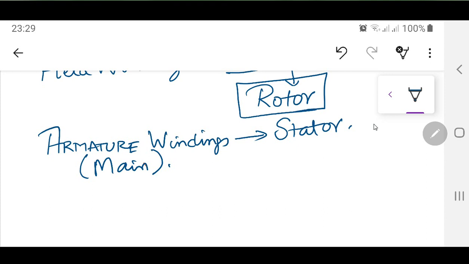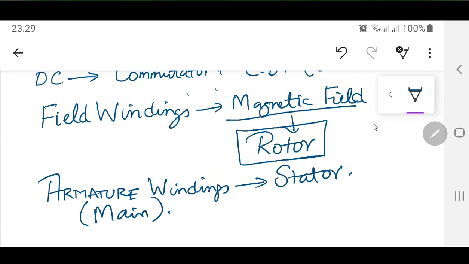But still, that does not solve the problem. The problem is this: the field windings are on the rotor now, but you still have to give some DC current to that rotor winding, so that now you have some magnetic field produced, and that magnetic field will be rotating from a mechanical source which we have called a prime mover. So the field windings are done on the rotor now.